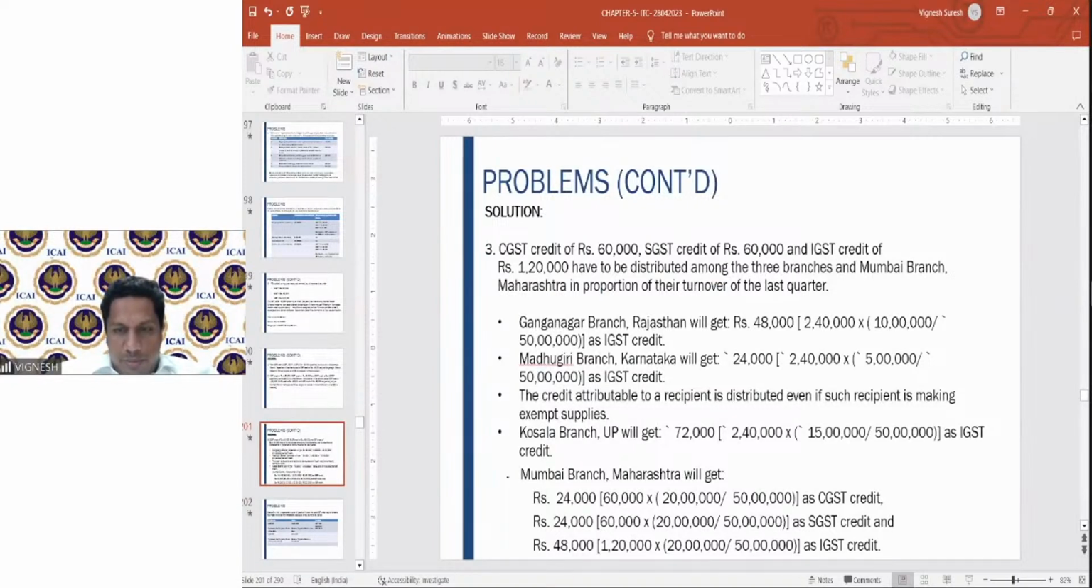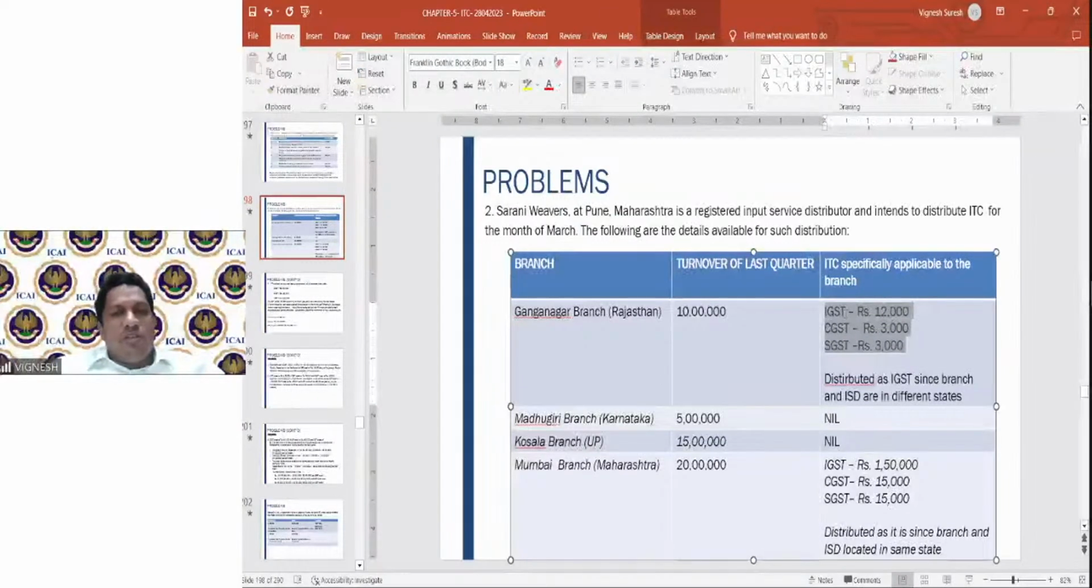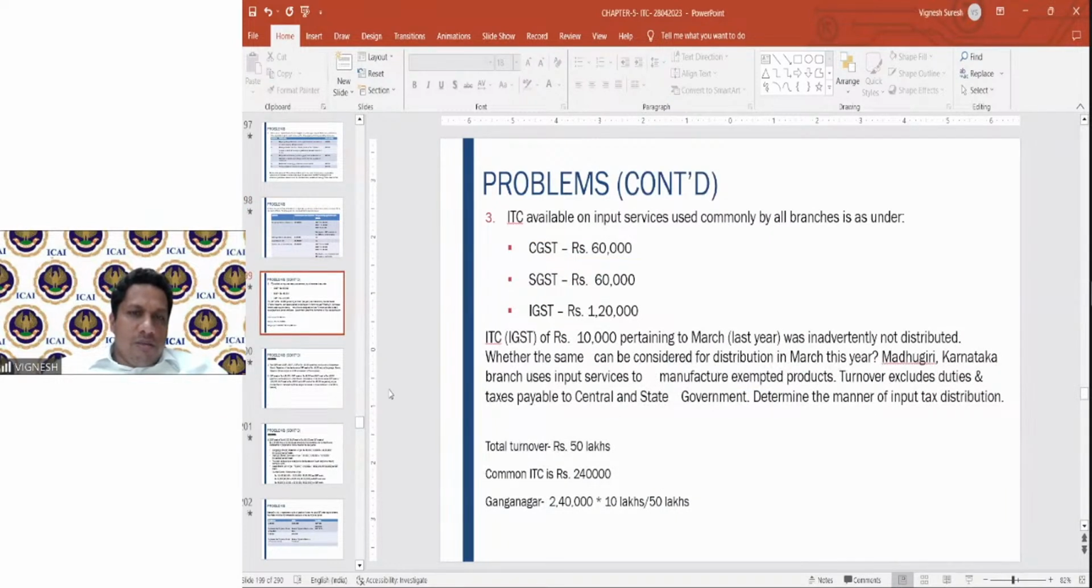This problem is based on input service distributor. Someone asked whether the 18,000 is included in common credit. Which 18,000 more? Let us go to that question. This 18,000 is not common credit, because it exclusively pertains to the branch. He clearly says that. So this one is not your common credit. Is this question and answer clear? Any queries? Done.